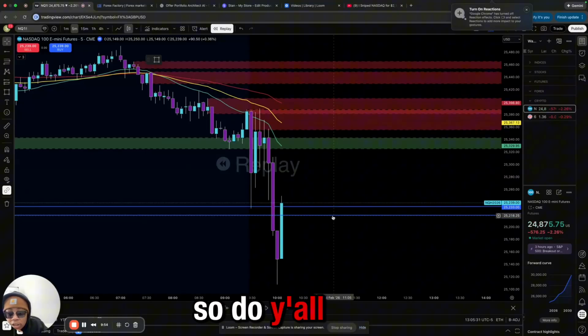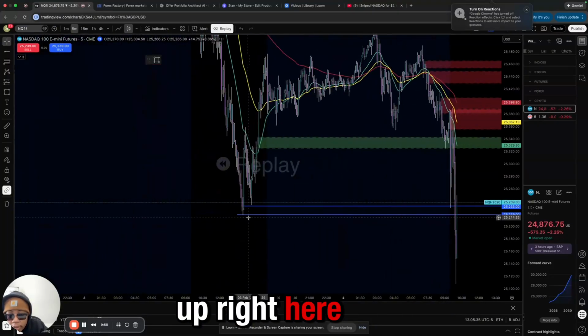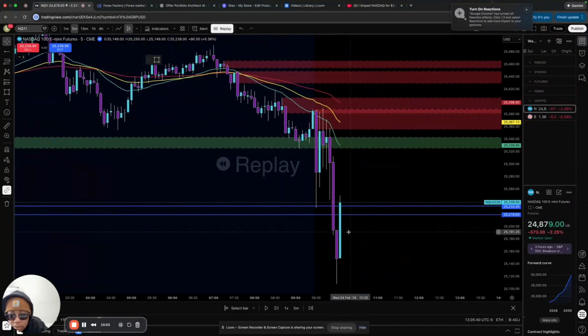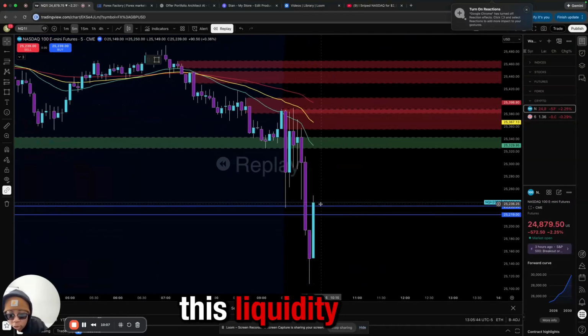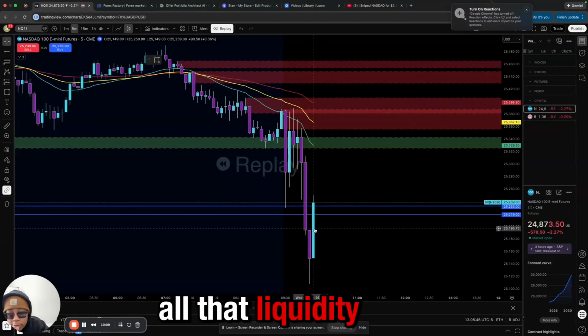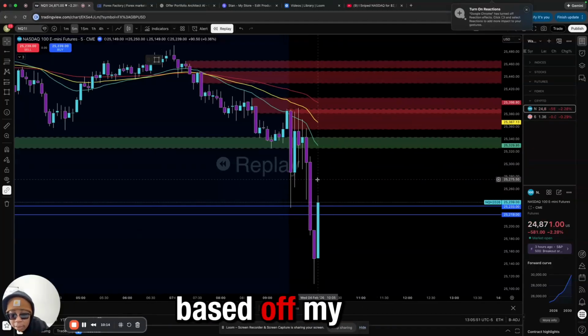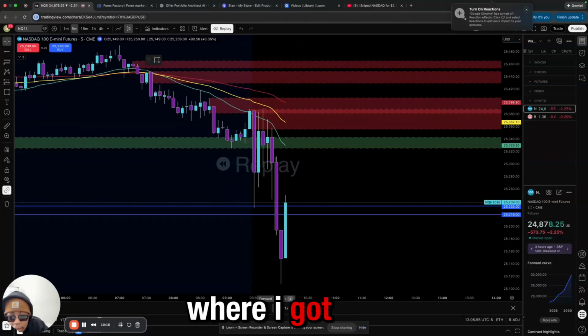All right, so do y'all see how I had these areas of interest marked up right here? Price came through and smacked through them, grabbed all this liquidity, y'all. Now I grabbed all that liquidity and people probably thought it was buying. I knew we were still selling based off my higher time frames. So I'm gonna show y'all exactly where I got in on this trade.